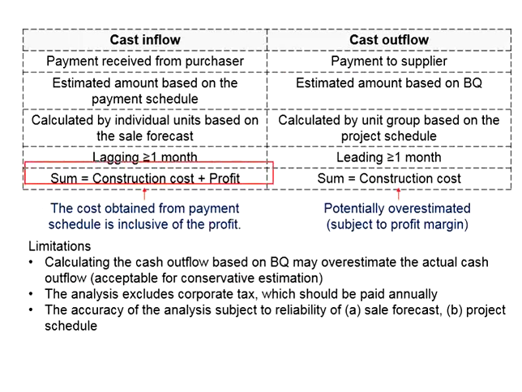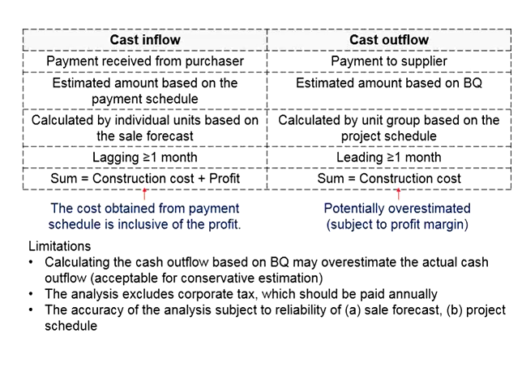Next, we talk about the cost that you estimated for the cash inflow and the cash outflow. You know that the estimated amount for the cash inflow shall be based on the payment schedule. The payment schedule is computed on the basis of the selling price. That means the selling price shall cover your construction costs plus the profit that you gain out of the development project. Now the estimated amount here, which is obtained from the payment schedule, will be inclusive of the profit.